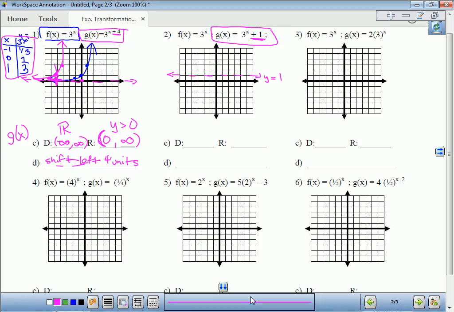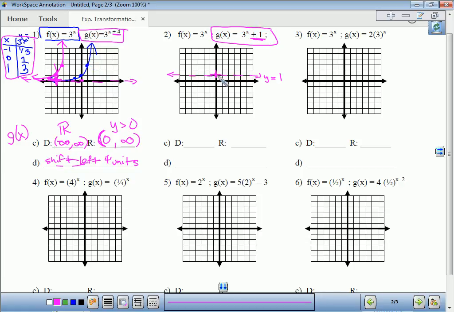Okay, now that's the only transformation that's made to this function. There's no left or right, there's no reflections, there's no stretch or compression. So all I did was shift the asymptote. So my starting point would be right here. Instead of at the origin, it moved up 1 unit. And then I go back to these moves.